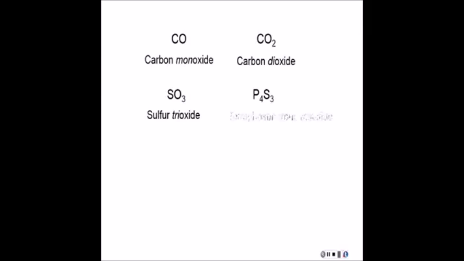Now here's an example. 2 compounds that both contain carbon and oxygen. Carbon monoxide and carbon dioxide. Why don't you try to name these 2? So you can pause for a second and try to name them. Or here are the answers. SO3, sulfur trioxide. Now the next one, you're going to have to say that there are 4 phosphorus and then 3 sulfide. So that's tetraphosphorus trisulfide.